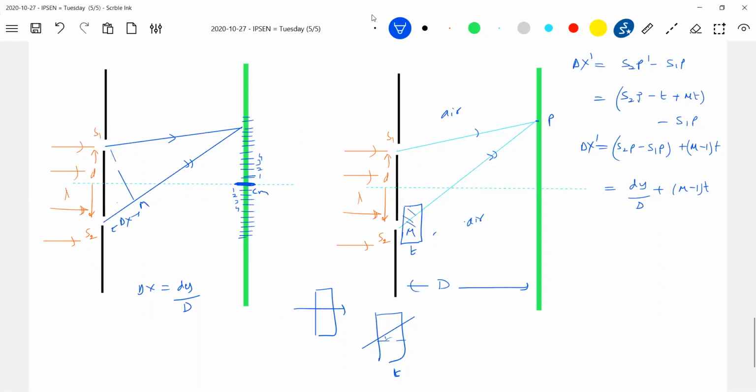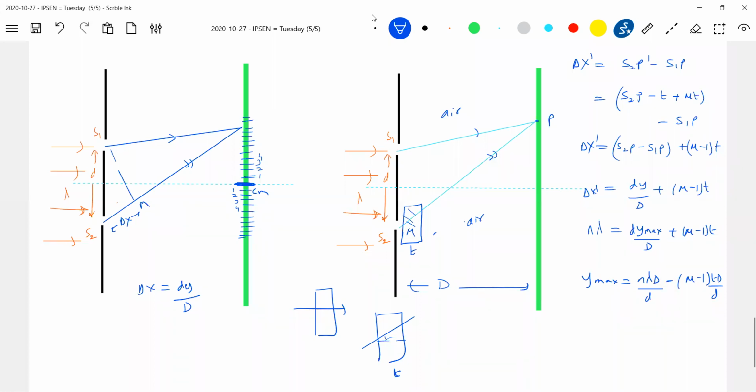So we are searching for maxima. So let's write the position of maxima. The path difference equals n lambda, so y max is equal to n lambda capital D by d, plus the shift term. This will give the position of the maxima here.